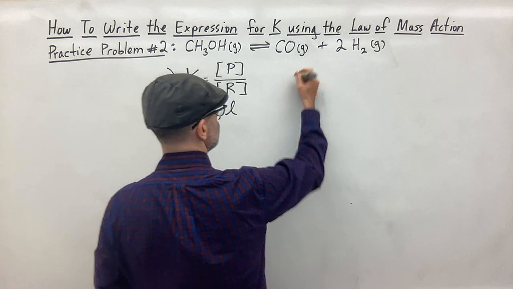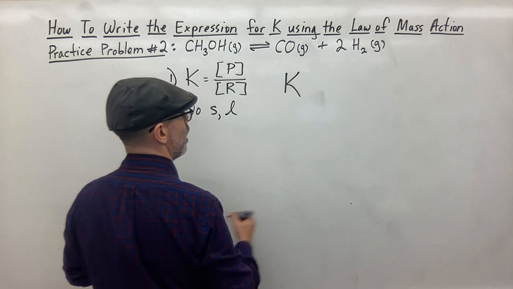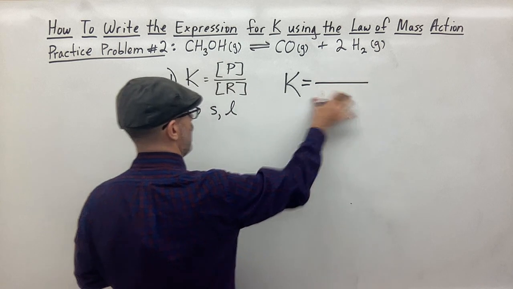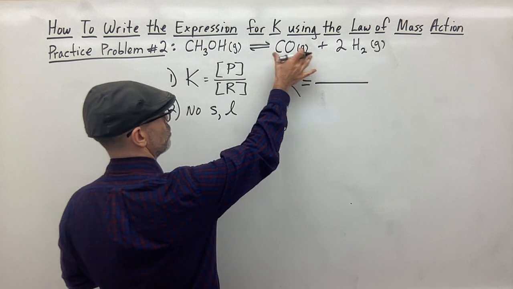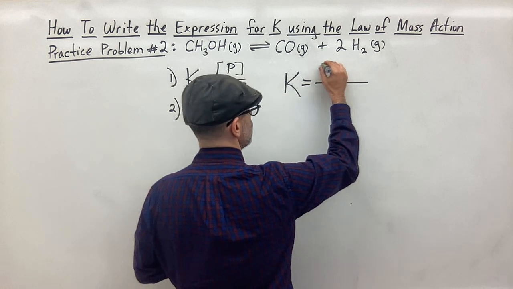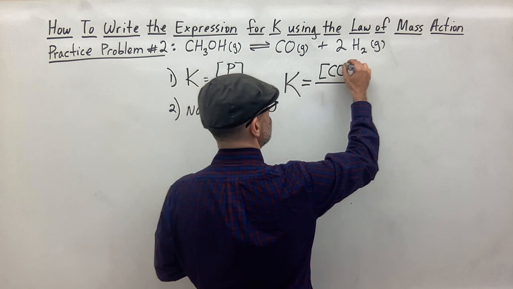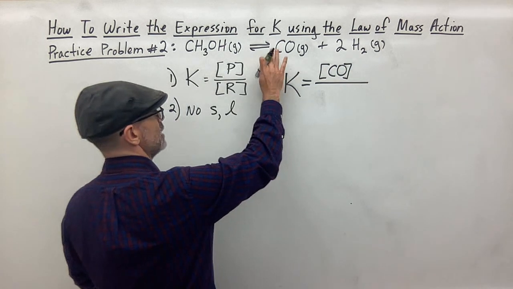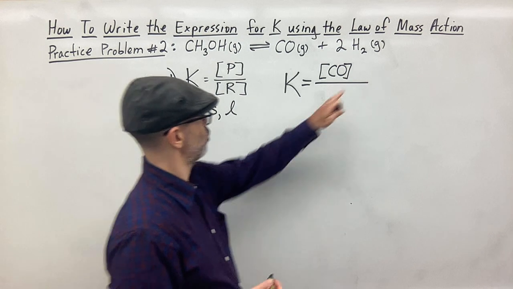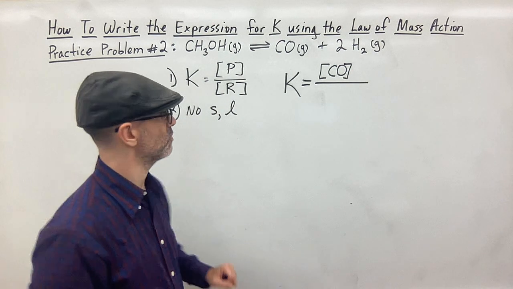So generally put, what we want to do is have our K value, and then we're going to have products over reactants. So we're going to start with the products. We have CO, so we're going to take the concentration of CO. And notice that CO, the coefficient is 1. We don't write ones, so this will be raised to the power of 1. So we just leave it like that.